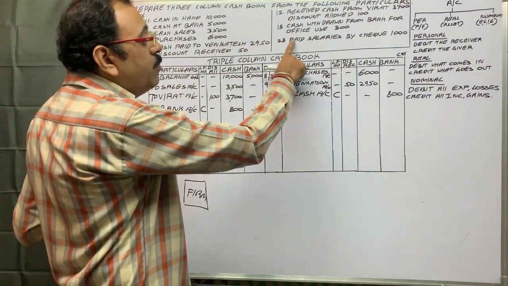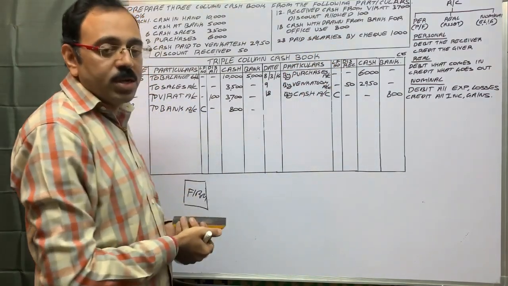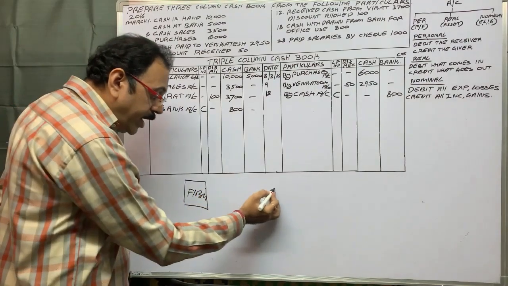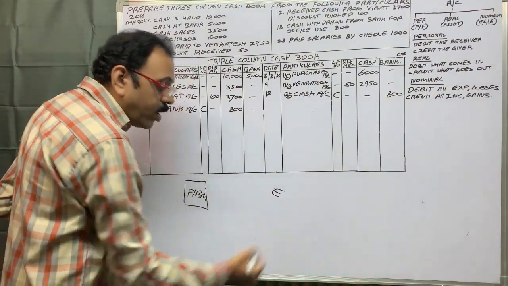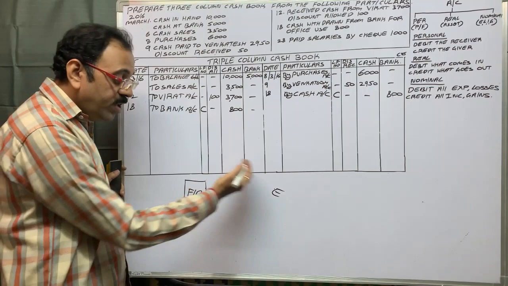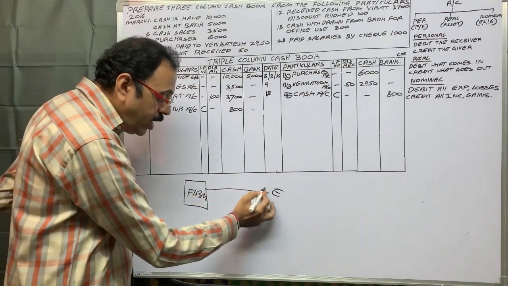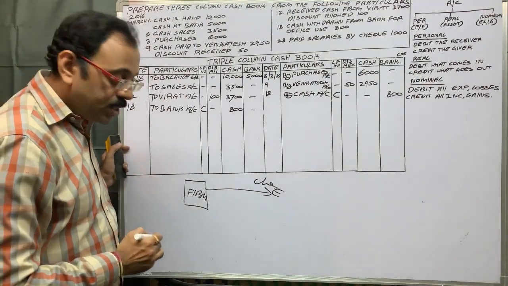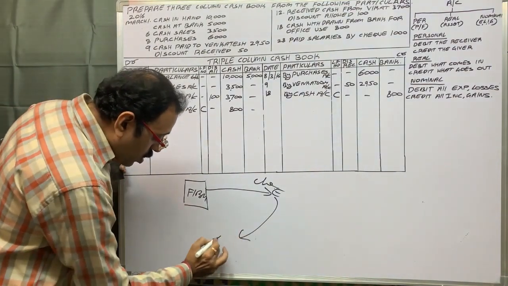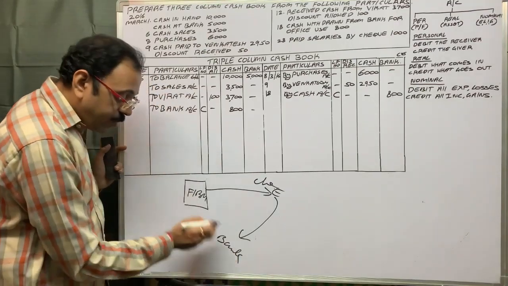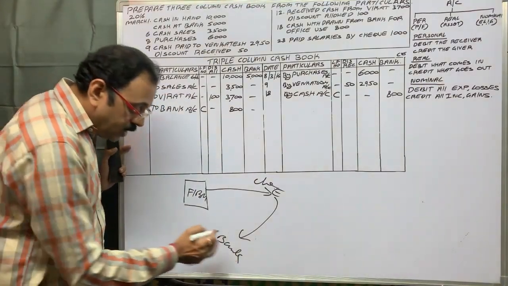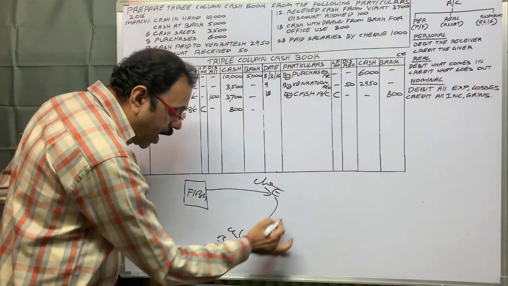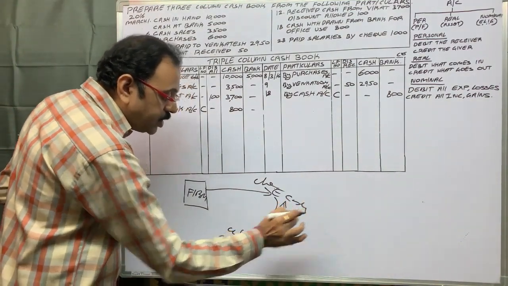Then, the last one is paid salaries by check. So what happened here? The firm paid salaries to the employee. Instead of giving cash, we issued a check to the employee. What does he do with that check? He goes to the bank where we are maintaining an account. He submits the check and from the bank he takes cash.